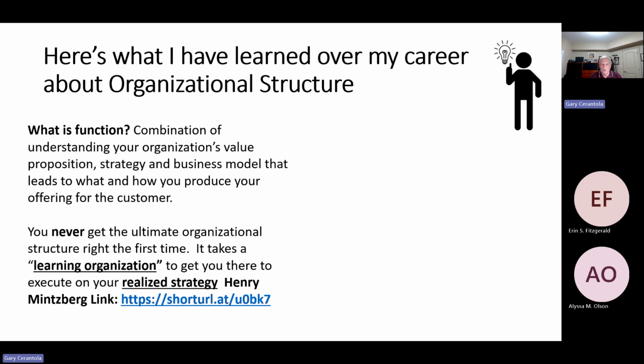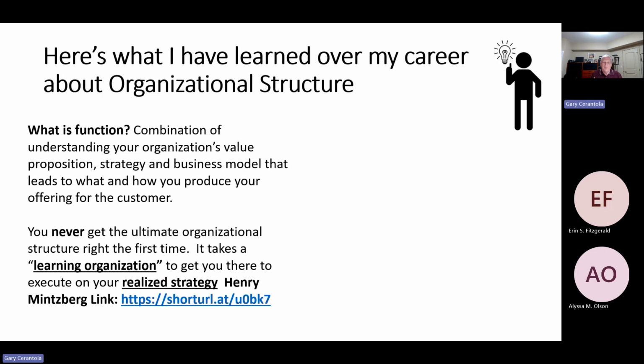But here's what I've learned over my career about organizational structure. It's key. There's no doubt about it. It's a combination of understanding what it is that you're doing for the customer. What is your organization's value proposition? That's what you're doing for the customer. What is your strategy? And what is the business model that you're using to make that offering to the customer?